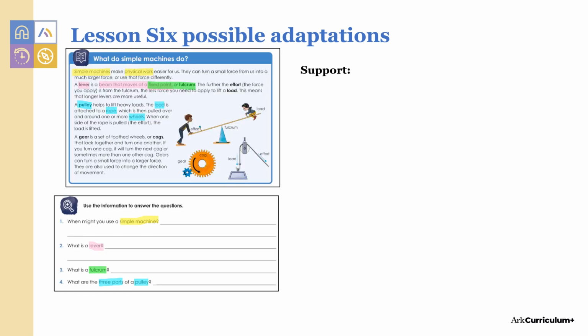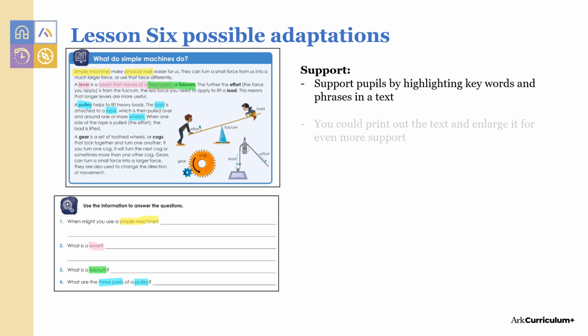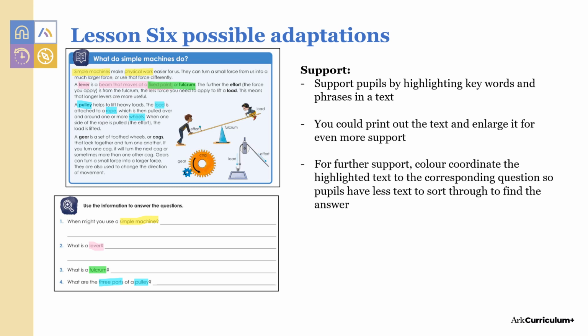In this activity, pupils are asked to read the text and answer questions based on what they've learned. To support pupils, you could highlight keywords and phrases in the text. You could print out the text and enlarge it for even more support. And for even further support, you could colour coordinate the highlighted text to the corresponding question so pupils have less text to sort through to find the answer.